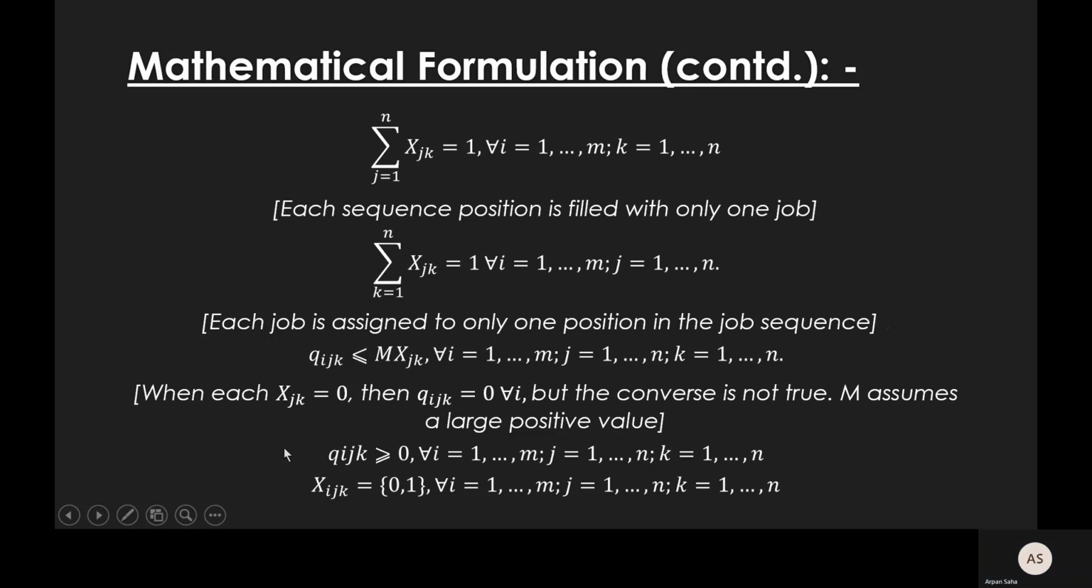Now the last two constraints are variable and decision variable domain specific constraints, which are the non-negativity constraints, and that our decision variable should be binary.